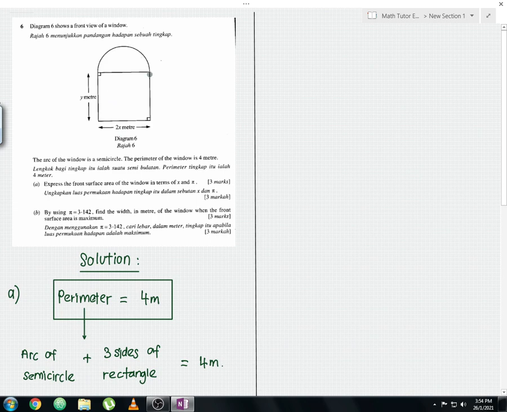Since these two lengths are the same, the radius will be 2x divided by 2. So from here you'll get x meter. So x meter will be your radius. As for the angle theta, since this is a semicircle, you should know that the angle of a semicircle is pi in radian or 180 degree. So you're going to apply pi radian here, guys.